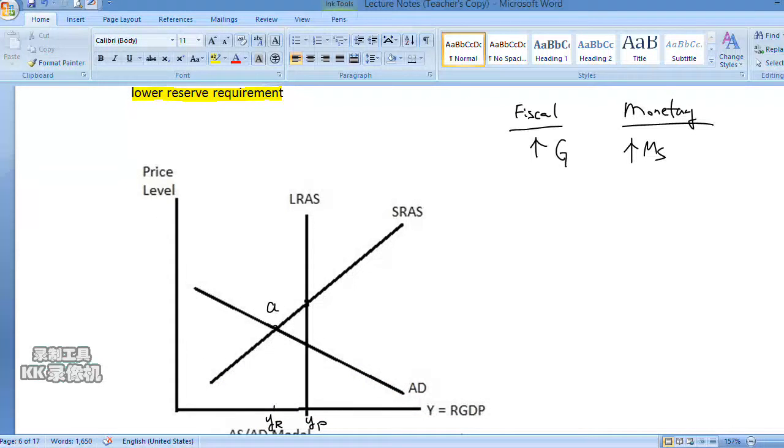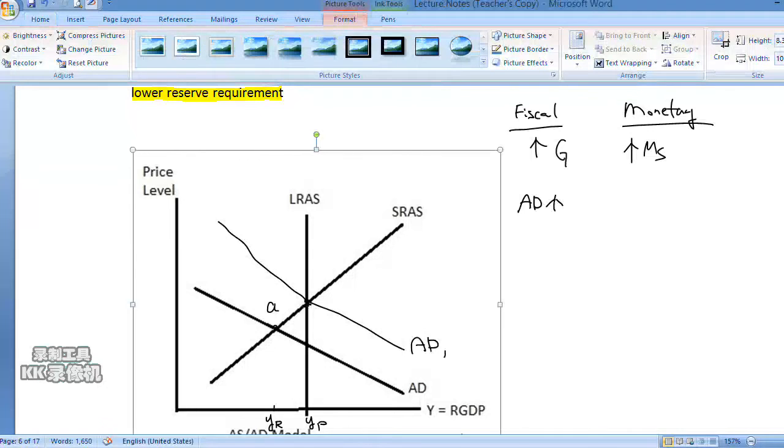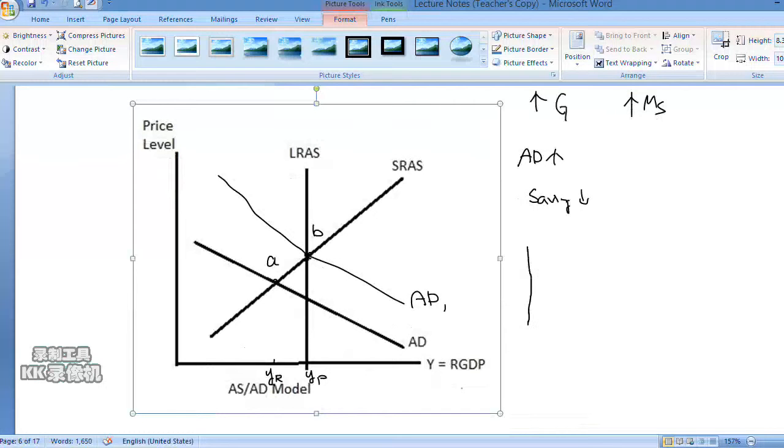So what we are going to see here is fiscal policy, increasing government spending. AD is going to shift to the right. And at the same time, when AD shifts right, we know that savings is going to decrease, which will drive interest rate up. So this is supply and demand for the loanable funds.